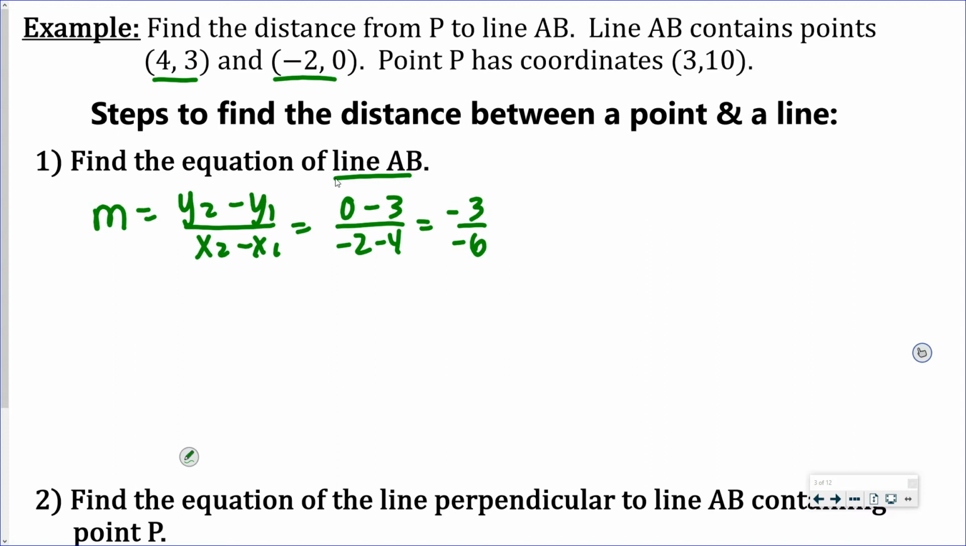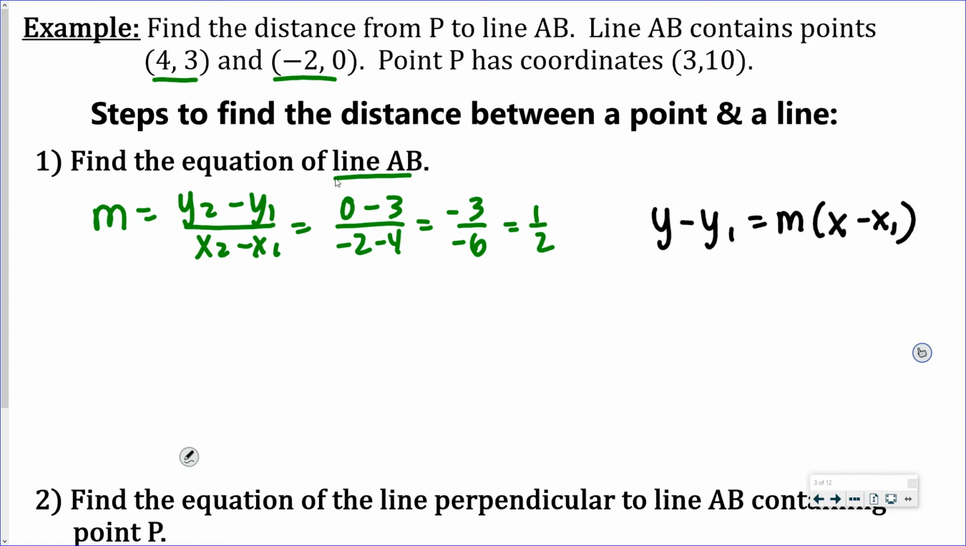We get -3 over -6, which is 1/2. All right, now based upon my 2 points, are either of those my y-intercept? No, this one's my x-intercept. But it's not my y-intercept, so I'm going to have to do point slope form, right? I'm going to have to do y minus y1 equals m, x minus x1.